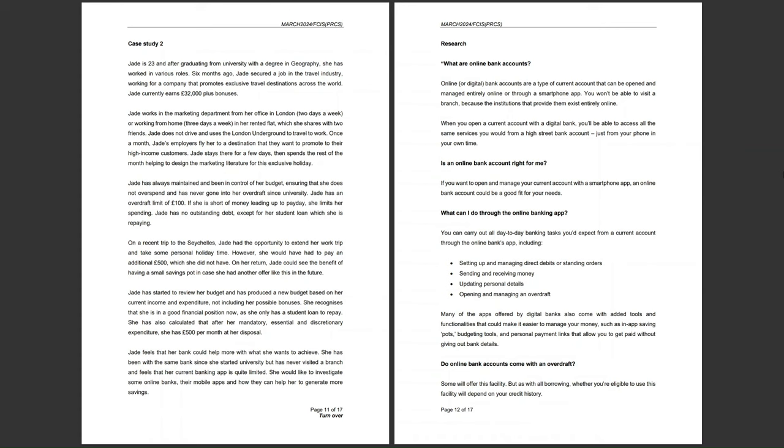So it's important to know these different spending types, mandatory, essential and discretionary, and the fact she has £500 per month at her disposal. This essentially means her disposable income.